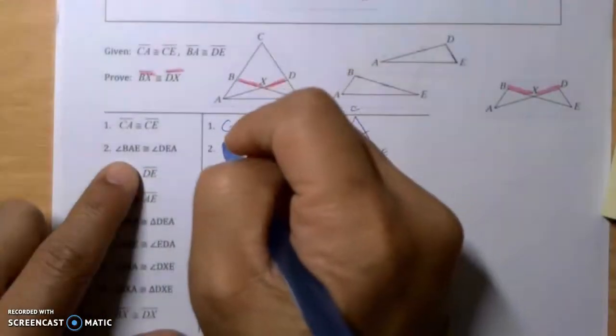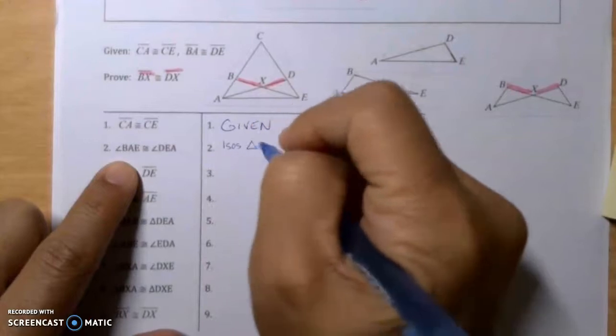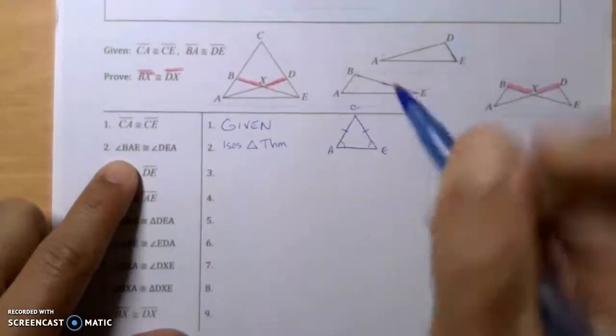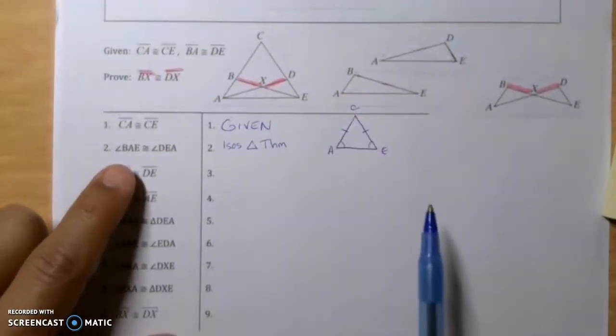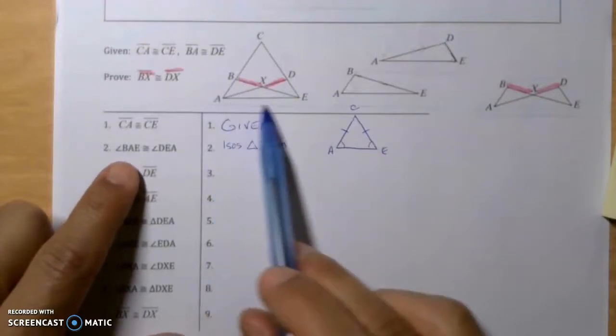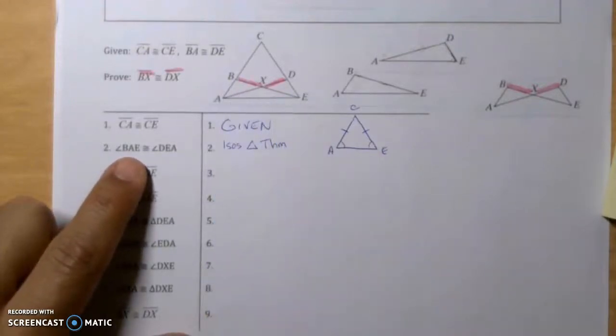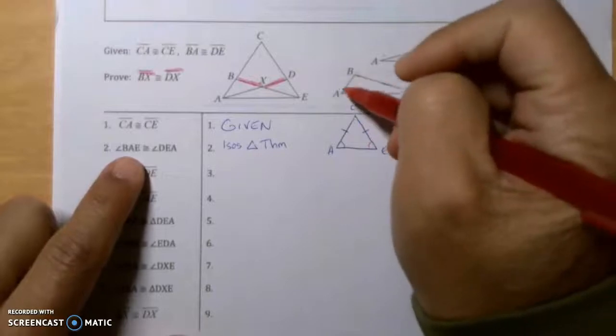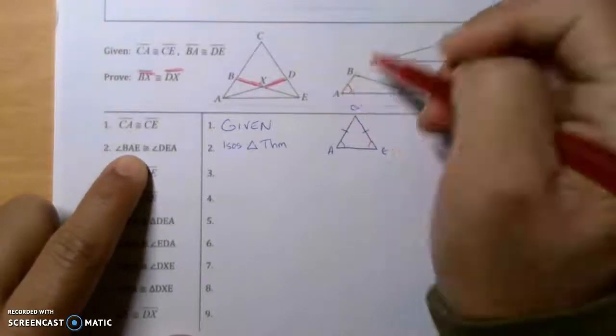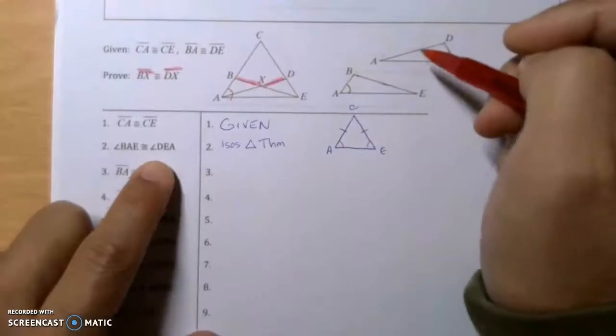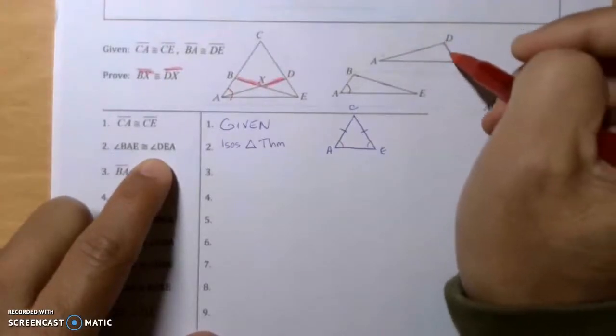So this would be the isosceles triangle theorem. Those bottom angles are equal. We are talking about BAE, tick mark, right here, and DEA, right here.